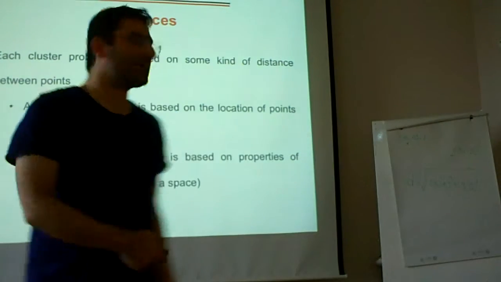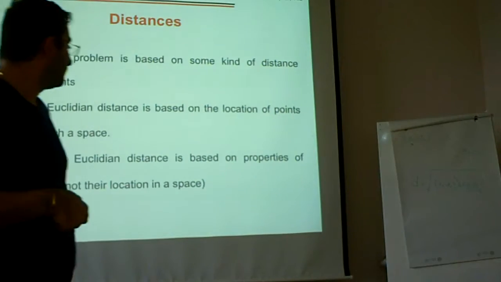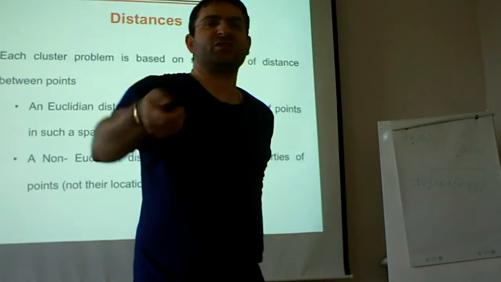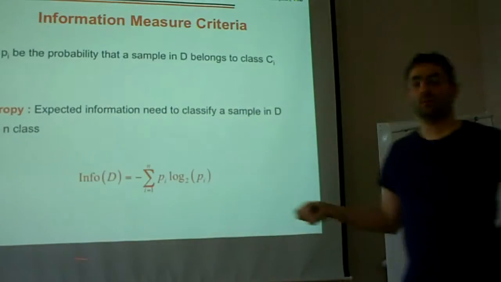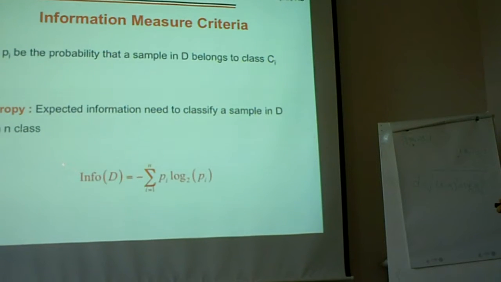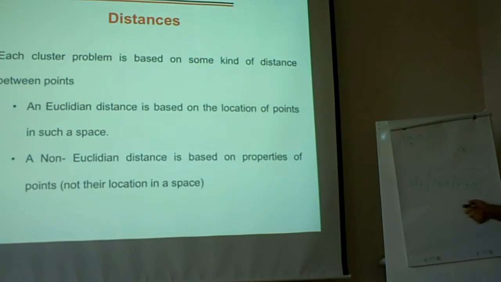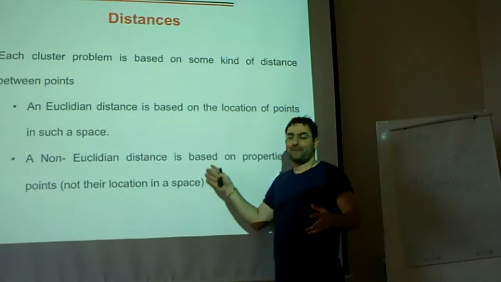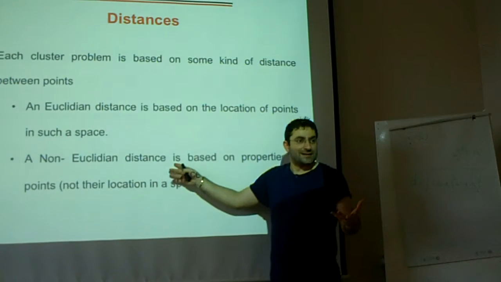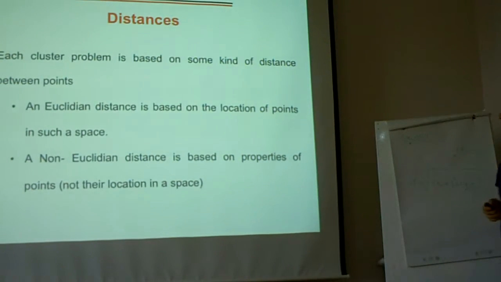What do you expect to see in the non-Euclidean distance? Give me a property which does not depend on the location. Information. Entropy. So here, that's why the information theory guys are helping us a lot, and we look at these non-Euclidean distance sets also today.